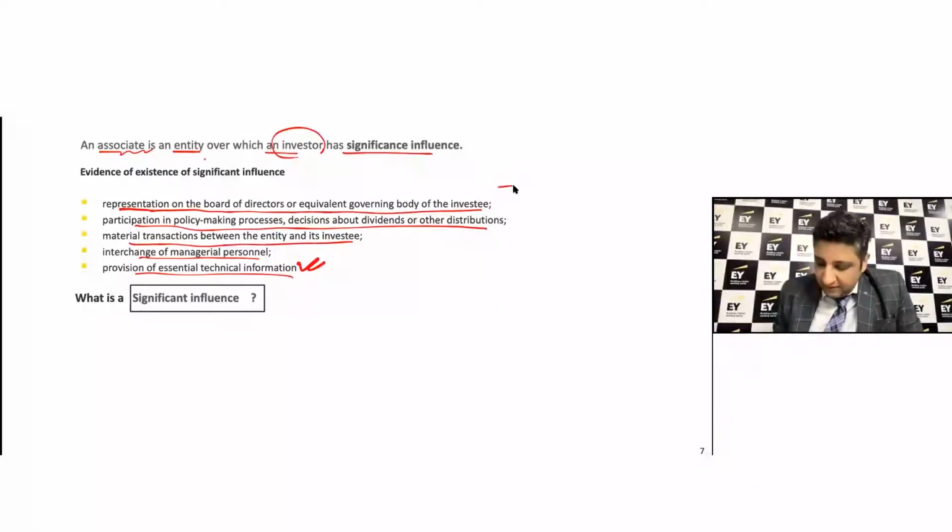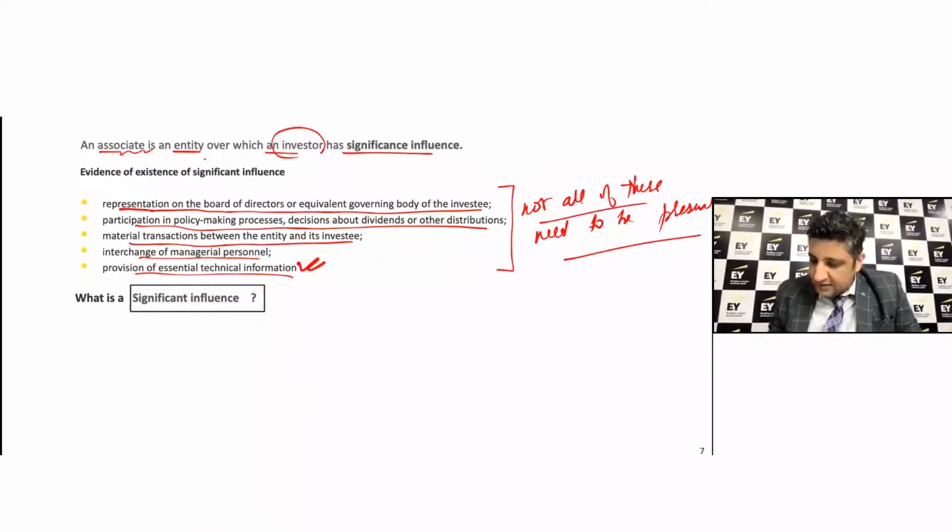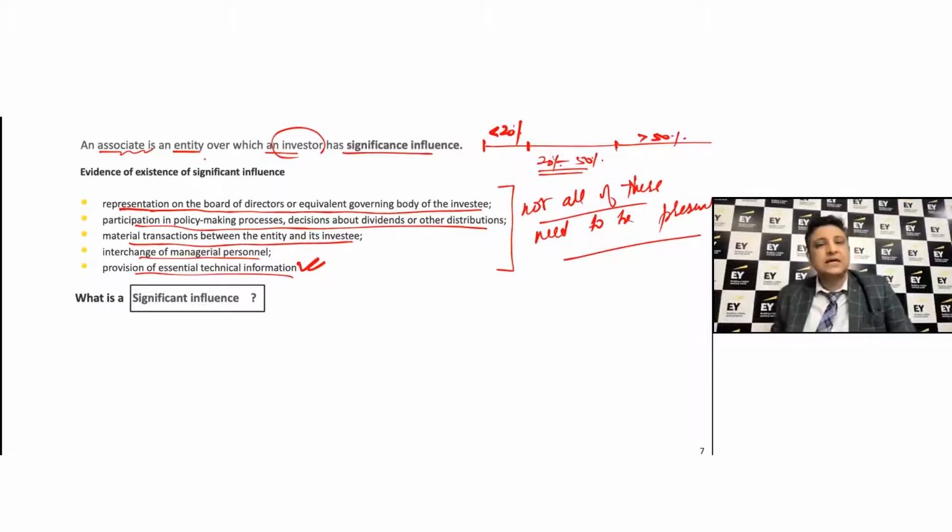Okay. Now, what is critical to understand? Not all of these aspects need to be present. One or more of these evidences can suggest that somebody has a significant influence. Now, that reminds me of one more point. We said that less than 20, don't worry. More than 50, don't worry. So between 20 and 50, we refer to something called a significant influence. Okay. So what does it mean?